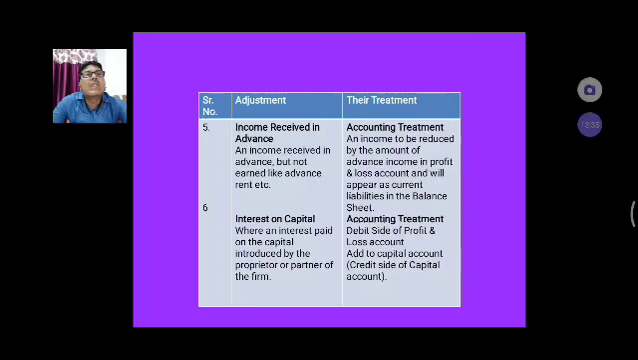Fifth one is income received in advance: income received in advance but not earned, like advance rent, etc. The accounting treatment is that the income is to be reduced by the amount of advance income in the profit and loss account and will appear as current liabilities in the balance sheet.